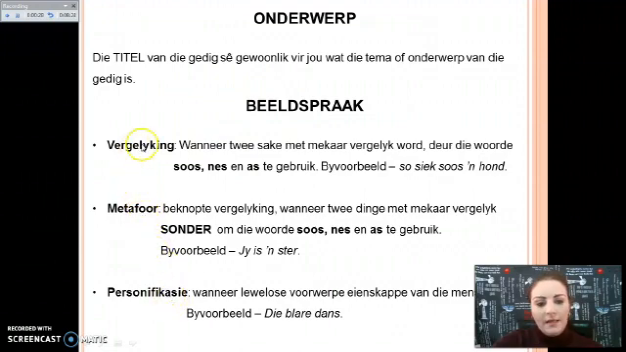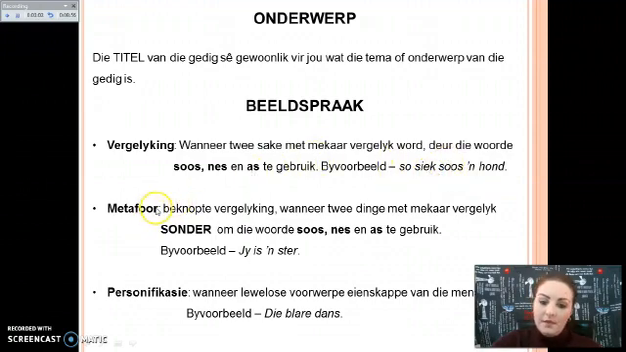Now a vergelyking is a simile. Now a simile in English is when one thing is compared to another using like or as. In Afrikaans, wanneer 2 sake met mekaar vergelyk word deur die woord soos, nes en as te gebruik. For example, so siek soos 'n haan. Jy is so siek soos 'n haan, as sick as a dog.